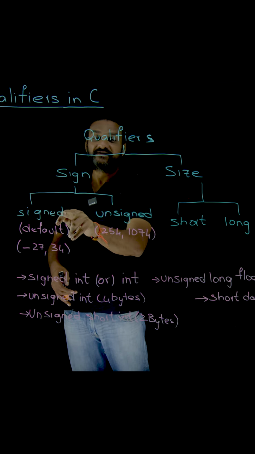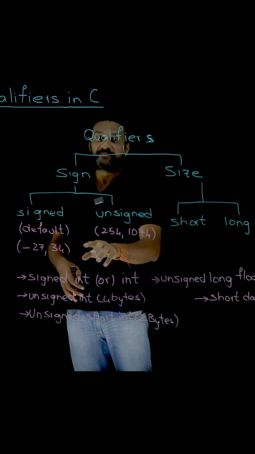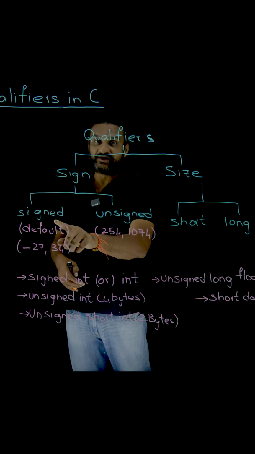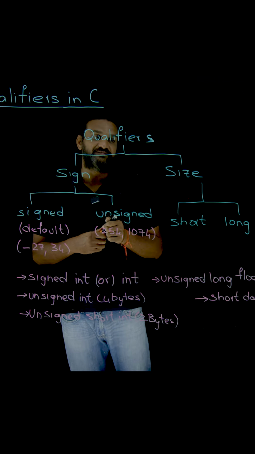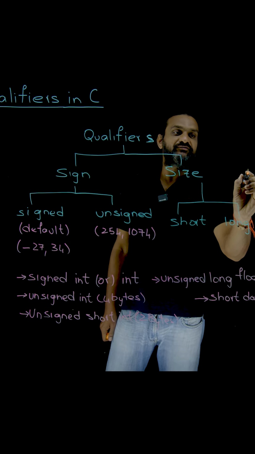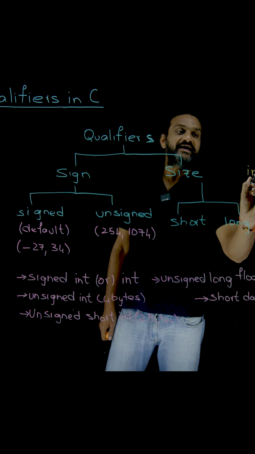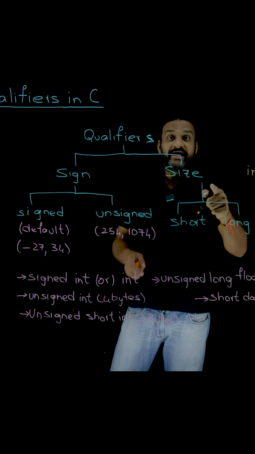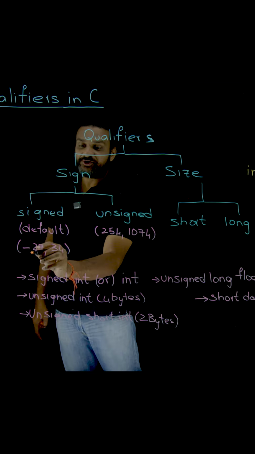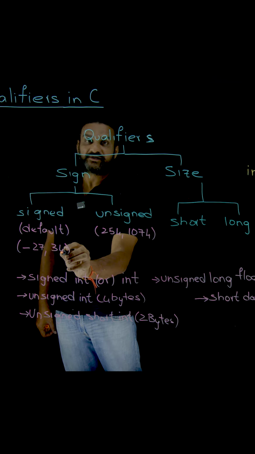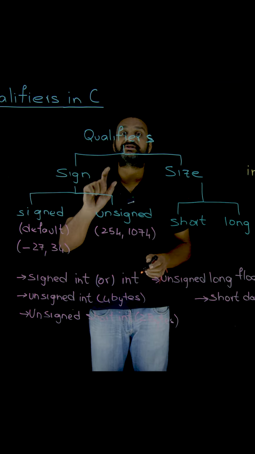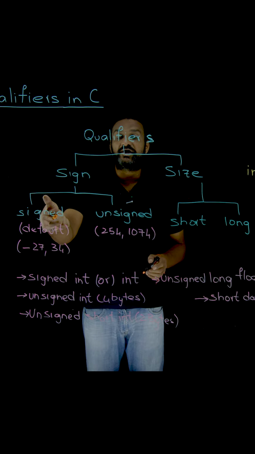So what are the keywords for sign qualifiers? It is signed, which is the default one, and the other one is unsigned. What does the default mean? For example, if you give int, by default it is a signed qualifier, meaning it is going to accept both negative numbers and positive numbers. Sign is allowed. That's the meaning of signed qualifiers.